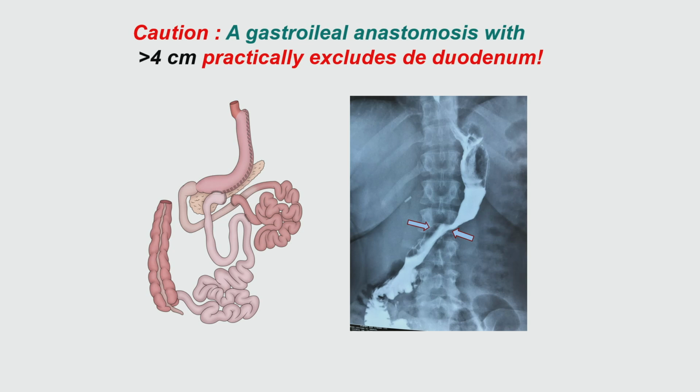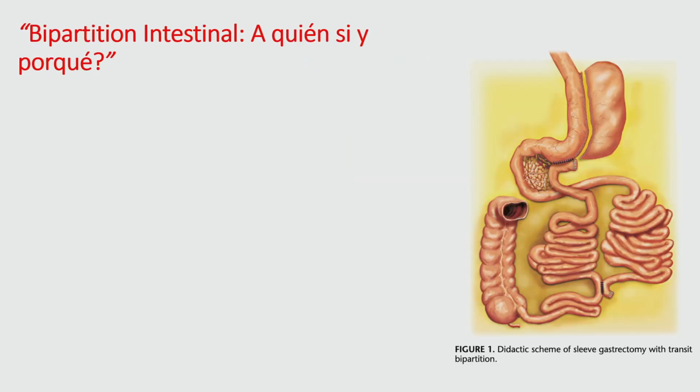Regarding the size of the anastomosis, 3 centimeters, 4 centimeters, it is going to depend; it may be narrowing, it may be closing, facilitating the passage for one way or the other. Again, we don't know what is the exact route of that. And finally, bipartition, to whom and why?